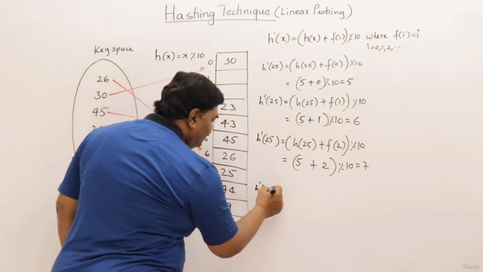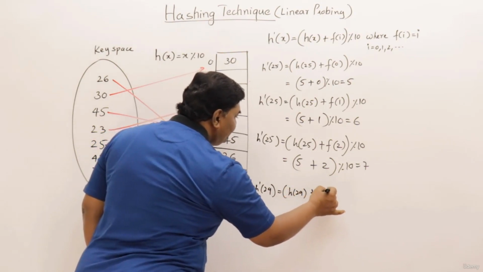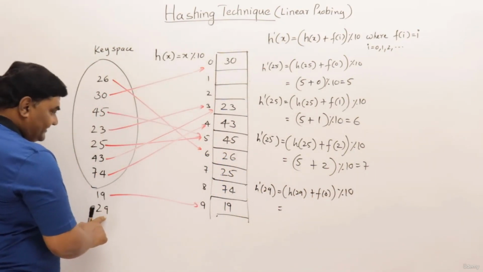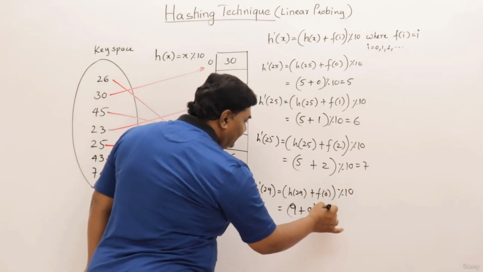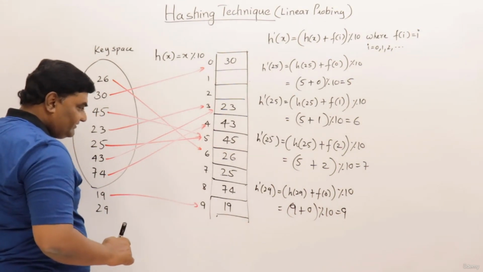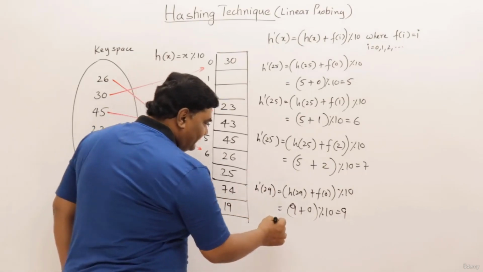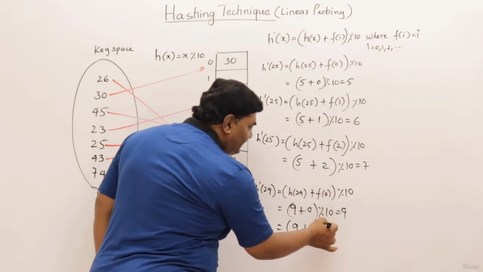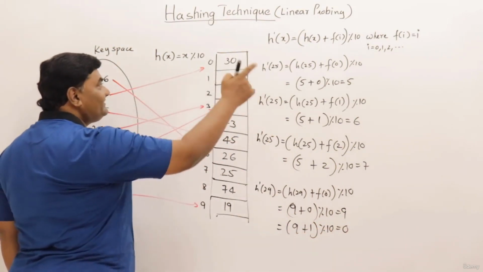H dash of 29 is H of 29 plus F of 0 mod 10. This is 29. H of 29 is 9, plus F of 0 is 0, mod 10 is 9 only, but there is a collision. Then try the next value of f of i. Let us try that. It will be 9 plus f of 1, so 1 mod 10, that is 0. So try 0. So it's going cyclic.